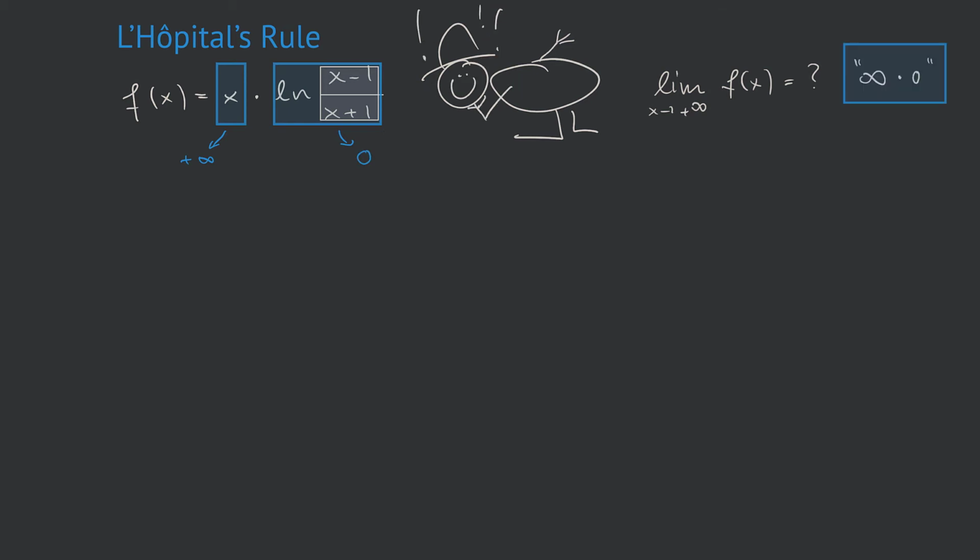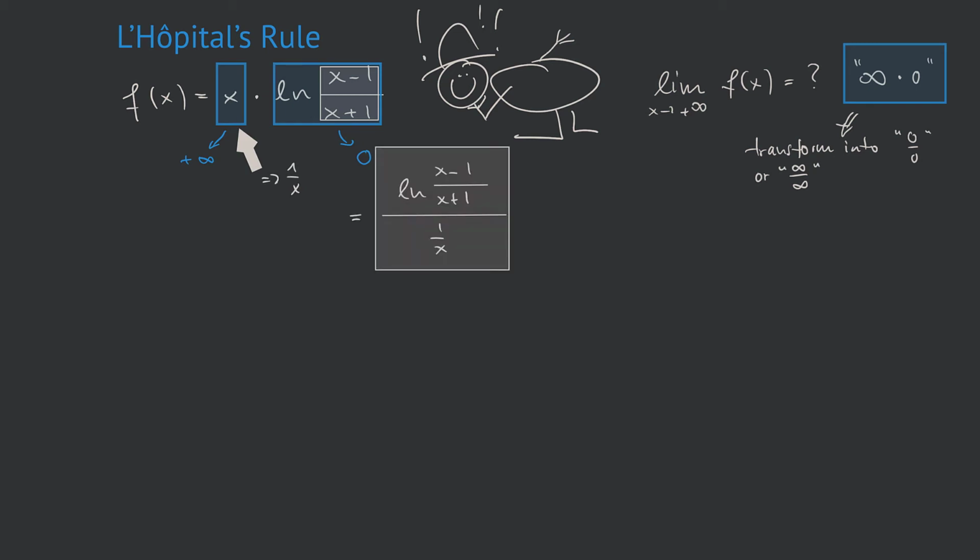So we have found that we have the situation infinity times 0. As in the previous example, we transform this into one of the situations 0 over 0 or infinity over infinity. Here, we take the first factor, turn it into its inverse value, and put it into the denominator. So we have a big fraction, ln of x minus 1 over x plus 1, over 1 over x. This is the situation 0 over 0. We therefore have to calculate the derivatives of the numerator and the denominator.